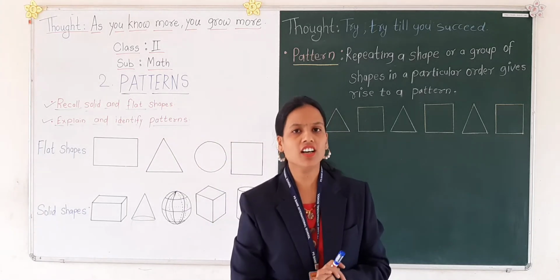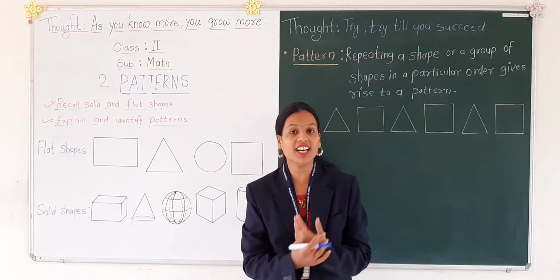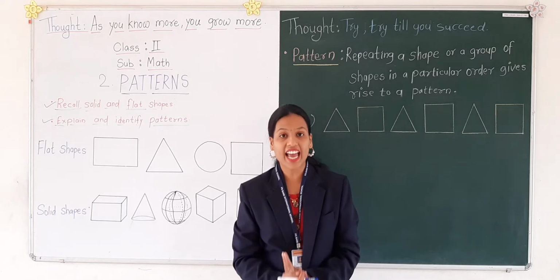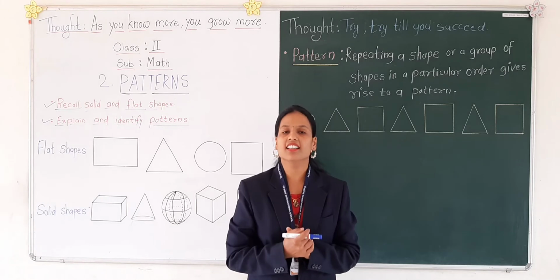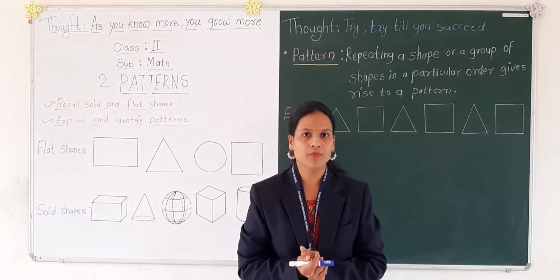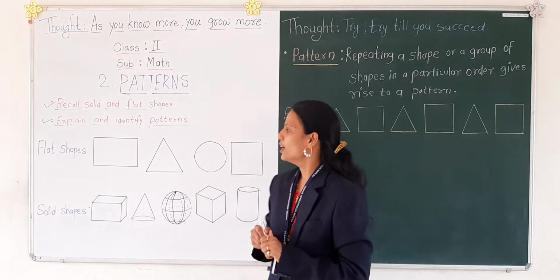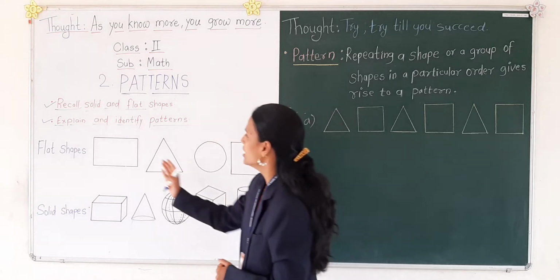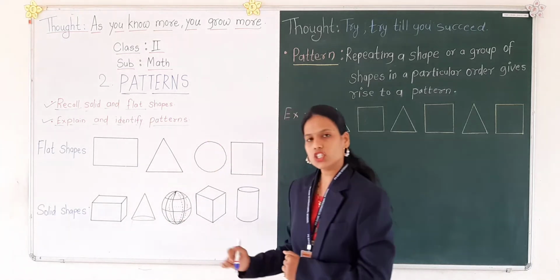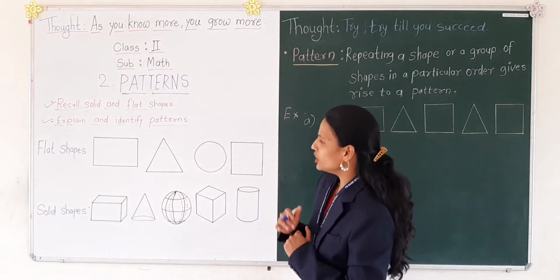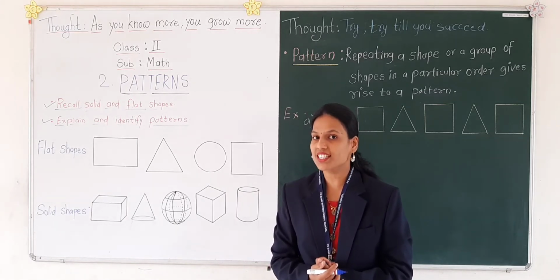So what have we learned in chapter number 1? Do you remember, students? We have learned shapes in lesson number 1. So we will just recall shapes, right? Here I have already drawn some flat shapes and some solid shapes. Now students, can you tell me the names of these shapes?